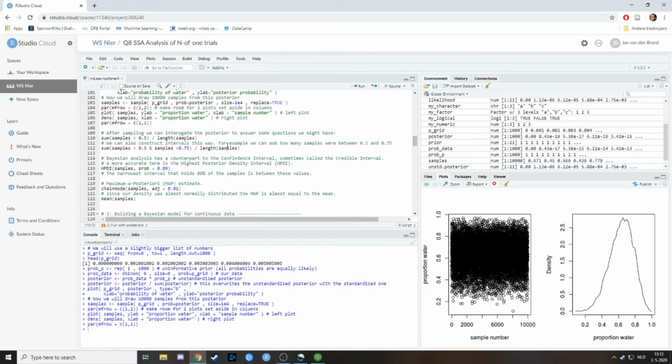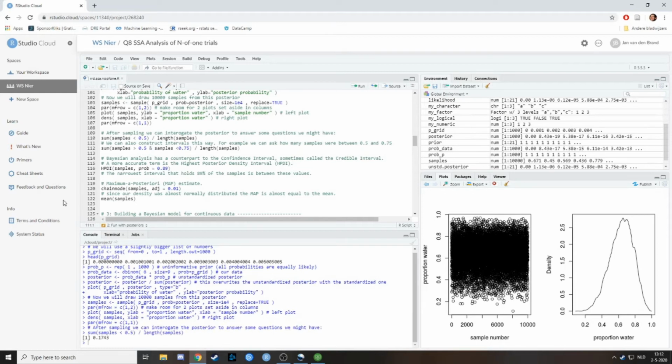One of the questions that we might have is, let's count up all the times that the posterior probability of water is less than 50%. In other words, what's the probability of the amount of water on Earth being less than 50%? And here we get our result, and that's 17% or 0.17.